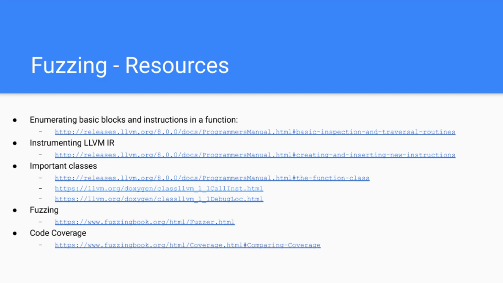Besides the lecture video, here are some additional resources that you'll find helpful. You can find the links in the resources section of your lab document. The first 3 bullet points are about different LLVM classes and instructions, and that will help you with Part 1. The fuzzing bullet point will be helpful for Part 2, and then code coverage will be helpful for Part 3.